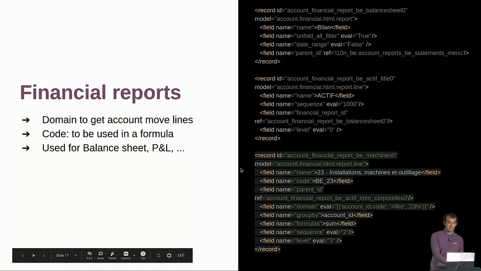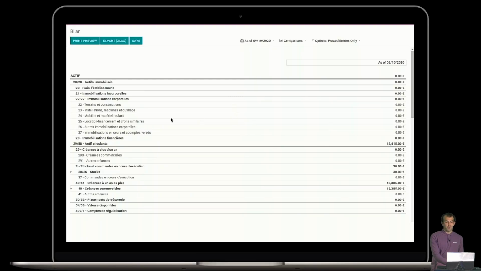So that's for the financial reports. And just to show you that I'm not lying, this is one. This is the balance sheet for Belgium, where you also see that you have a sum and the different elements.